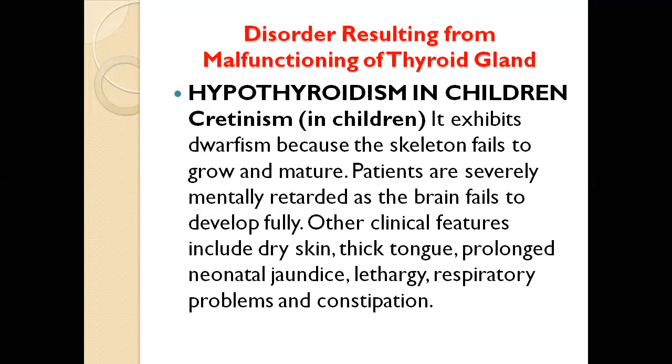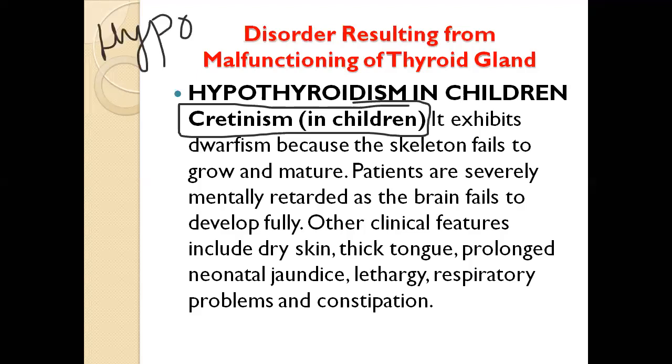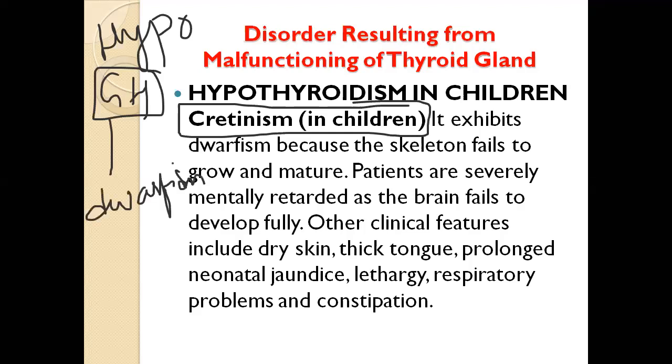In the case of children, what happens? We need to see here. Hypothyroidism in children leads to cretinism. Cretinism exhibits dwarfism. Dwarfism we already saw in the case of hyposecretion of growth hormone, isn't it? Pituitary dwarfism, hyposecretion of the growth hormone. So why am I using that again here? Because hyposecretion of the thyroxine also leads to dwarfism.